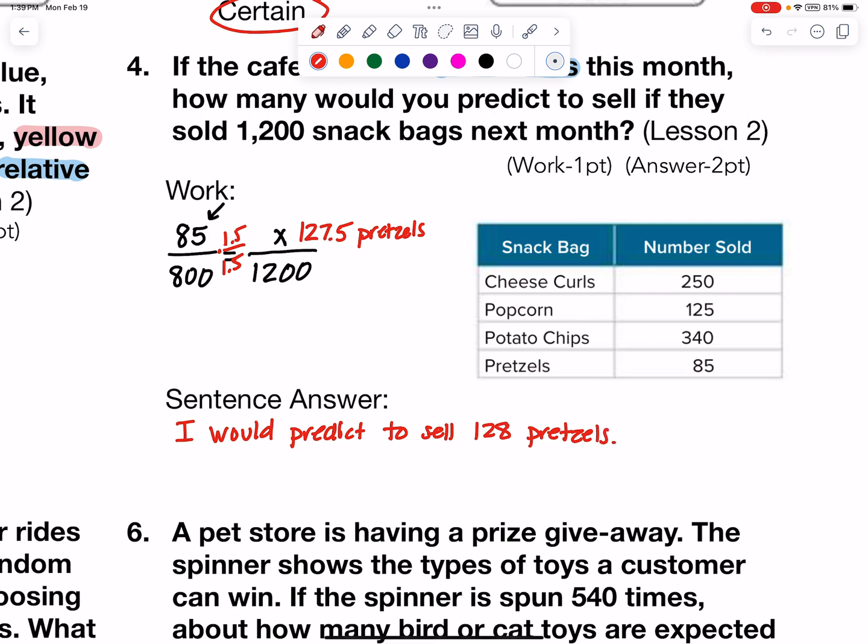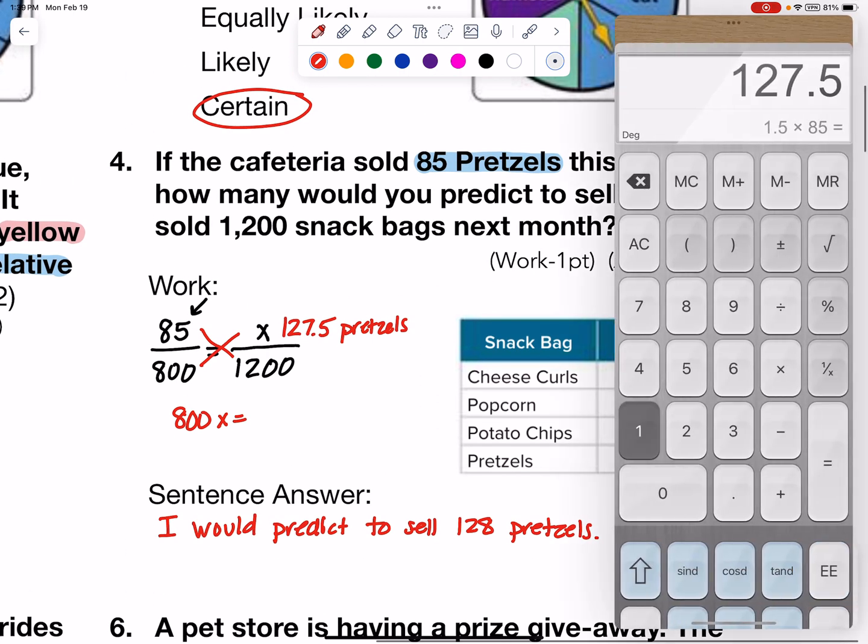If you did want to cross multiply, let me try to erase this for you so you can see if you wanted. Cross multiplying would look like this. 800x equals 1200 times 85.